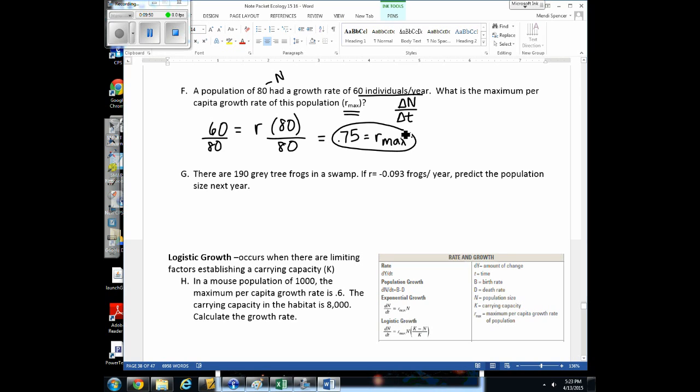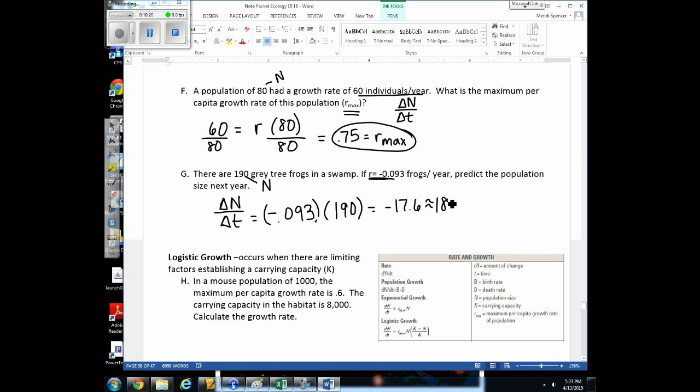Here's a situation where they're giving you R and it's a negative number. That means that the population is going to decrease. So we're starting out with 190 gray tree frogs. There's N, and there's your R max right here. So you just plug it in to see the change in population during this time. We have negative 0.093 as the R max, times that initial population size, which starts off with 190 frogs. In this situation, we're getting a change of negative 17.6. Let's round it, so we're dropping by 18 individuals.